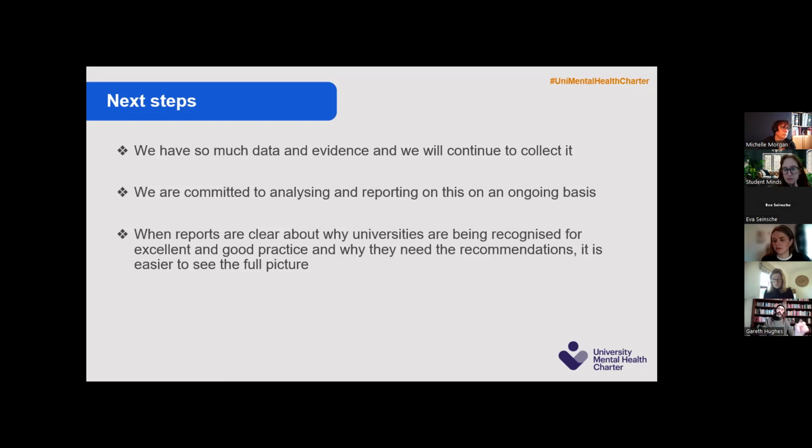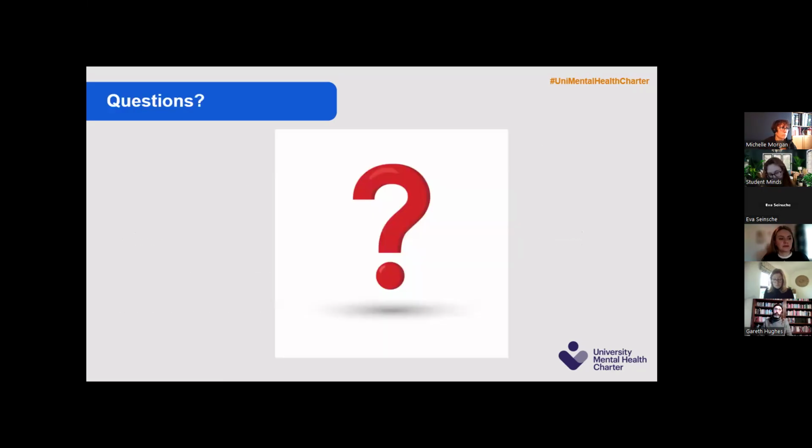Now, if we dive back into all of the evidence and go looking for it, we can probably work out why one's excellent and one's good. But it would really help the university and us if you were able to say more clearly why you think it's excellent practice rather than just good practice, or vice versa. And again, we can use this to build understanding, we can use it to educate, and we can use it to persuade the sector to move forward.